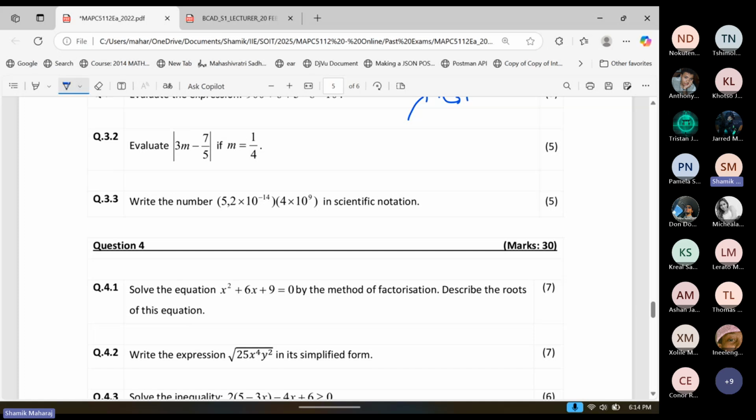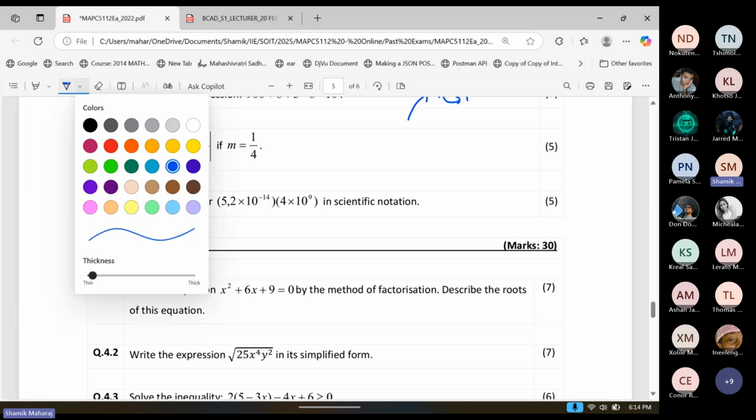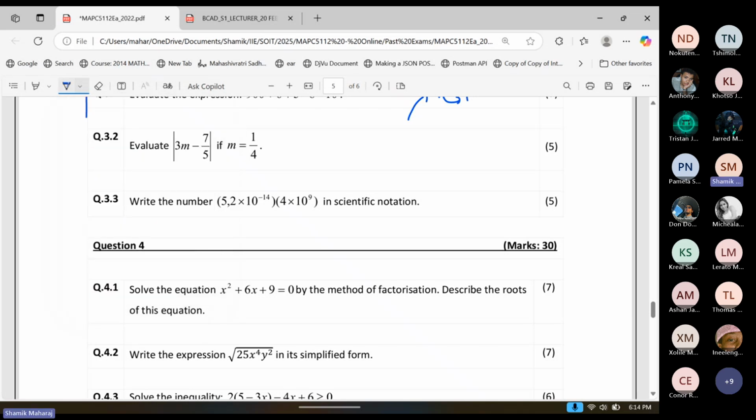So what we need to see here is, can I change this thickness a little bit? That's too much. Okay, that's fine. So what we need to do is, I'll write the number 5, no, it's not 5, so it's 5.2 times 10 to the minus 14, times 4 times 10 to the 9. Now to simplify this, remember these are all products here. So there's no addition, there's no subtraction. So when it's all multiplication, this is technically the same as writing 5.2 times 10 to the minus 14 times 4 times 10 to the 9.